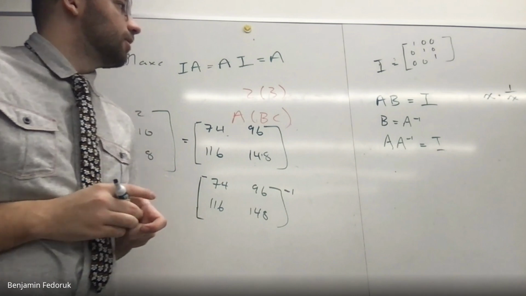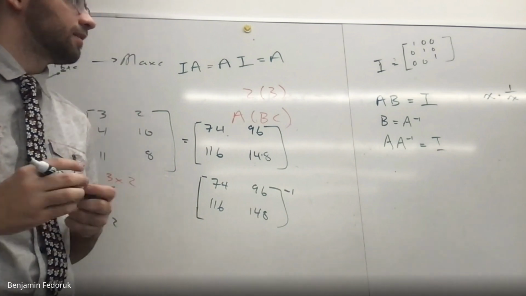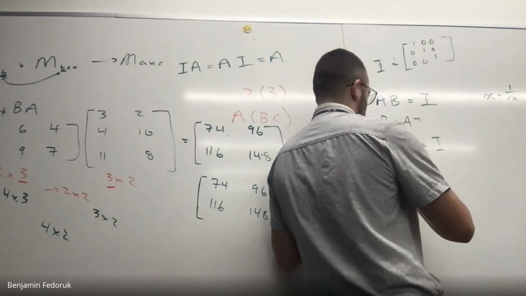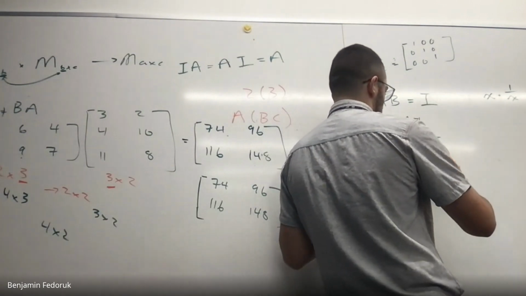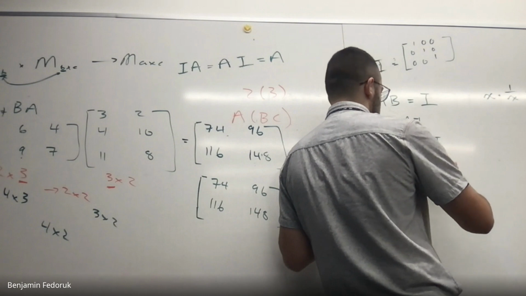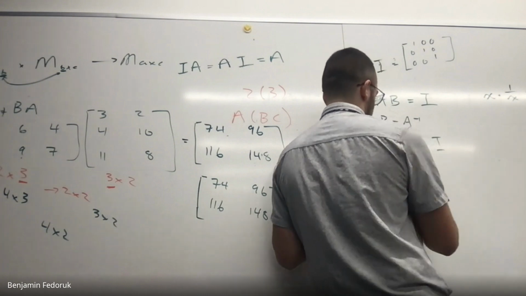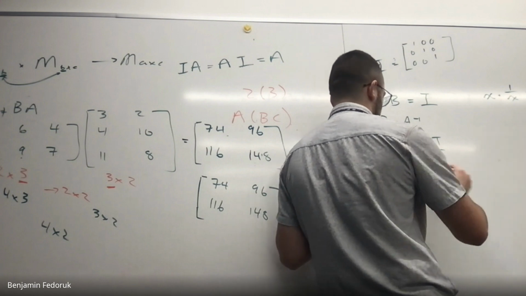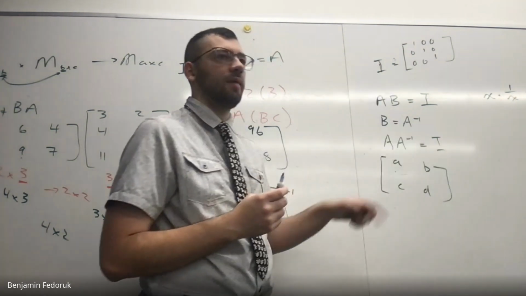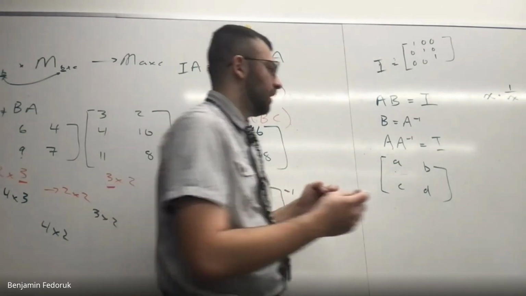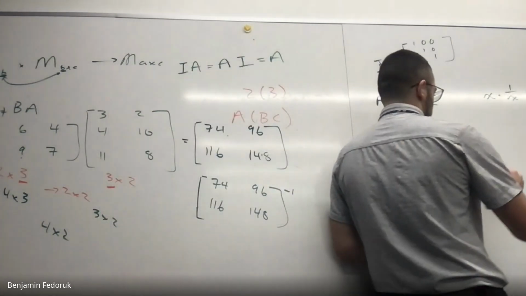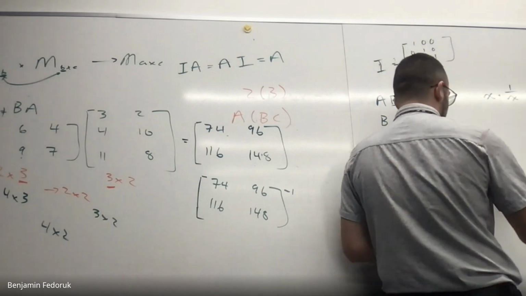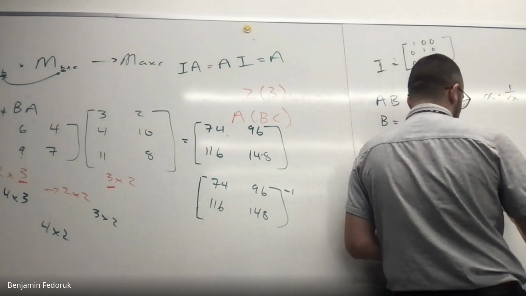All right, so how do we find an inverse? I'm not going to get too far into it, but there is a formula for the inverse of a 2 by 2 matrix. Say that I have a matrix with entries A, B, C, and D, where A, B, C, and D are just some numbers. If I want to find its inverse, that's going to equal 1 over AD minus BC.